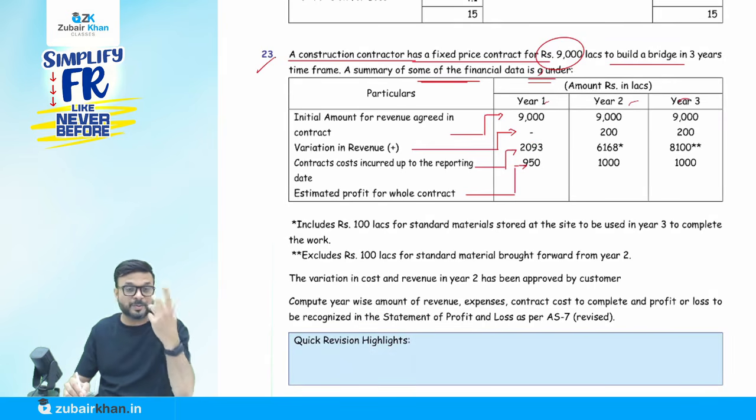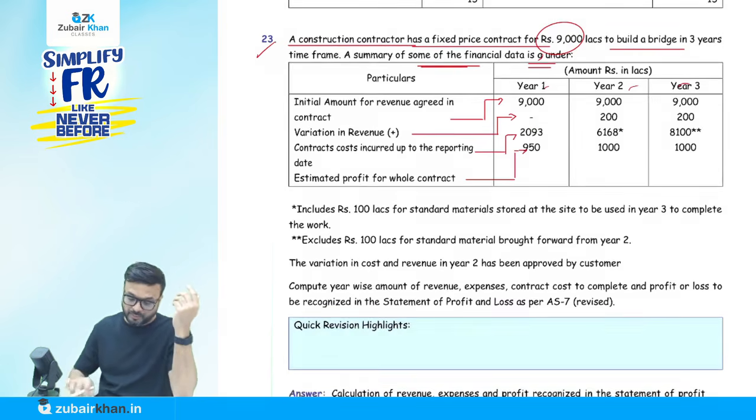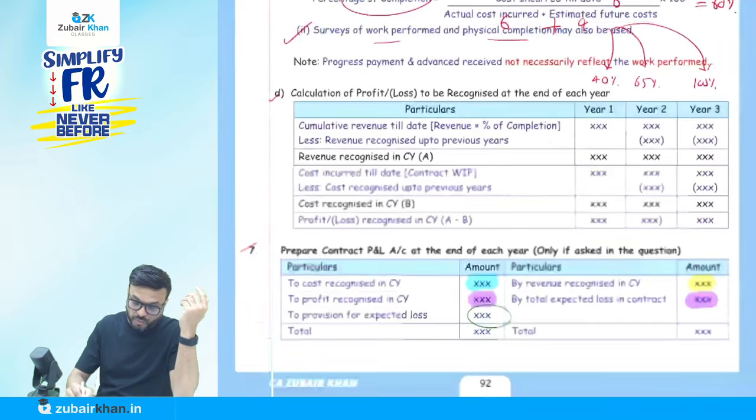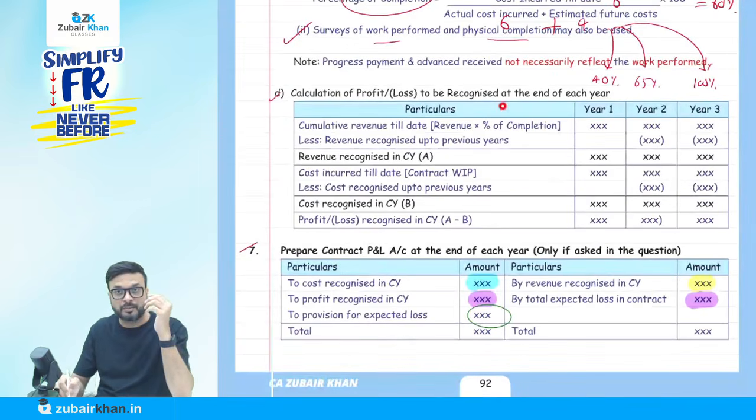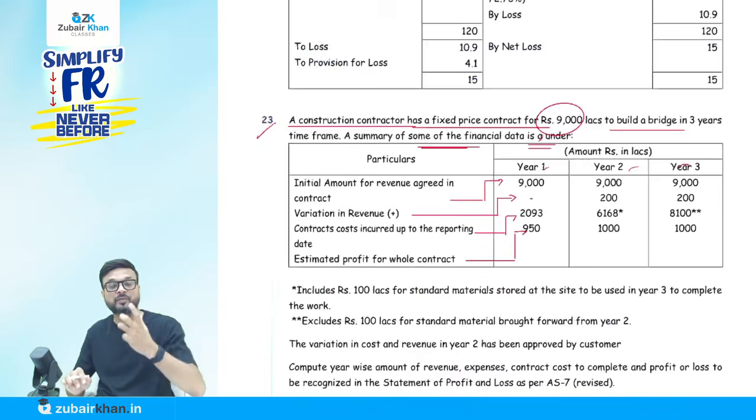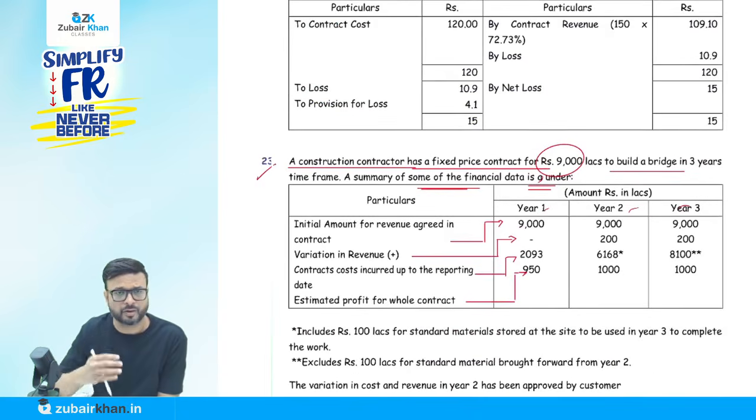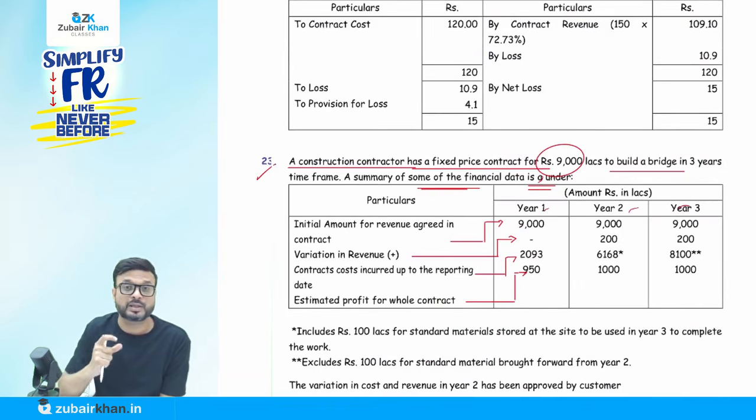But what is important, how much work has been completed that year. Because when you prepare this table, you should know how much work has been completed. I will come to this table, but listen carefully here. So how to find out how much work has been completed that year? The same formula, cost incurred divided by cost incurred plus further cost multiplied by 100. But in the question, they have not mentioned how much cost incurred.